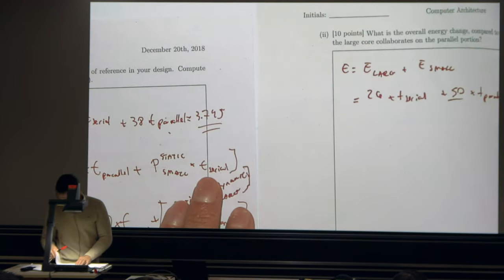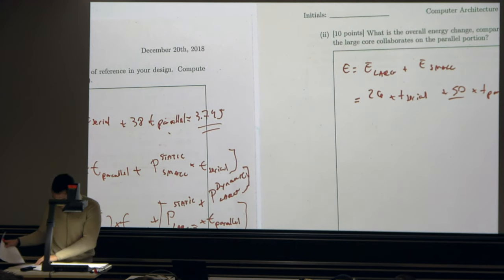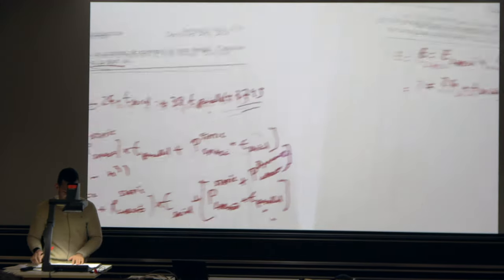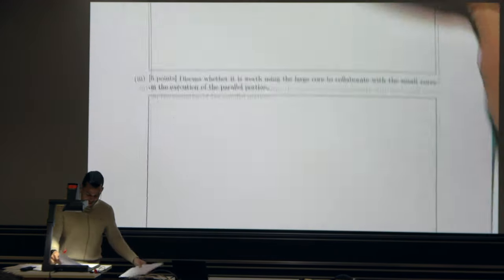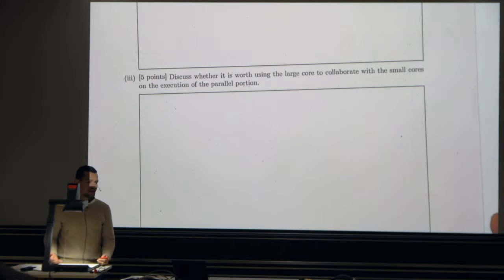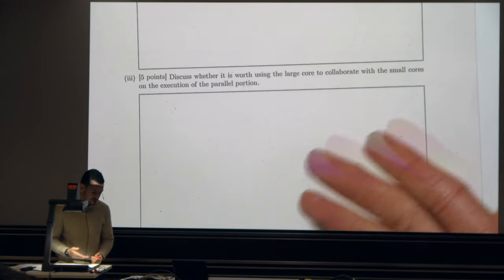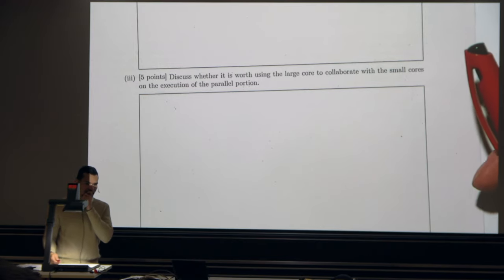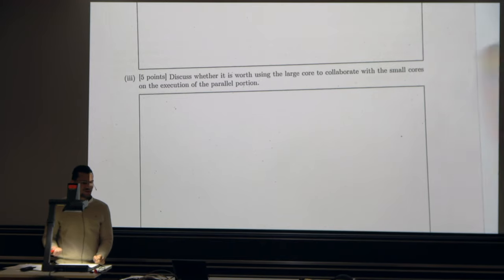No, this is wrong. This is the other one. This is 4.6, while the other one was 3.74. And then the next question is, does it make sense to ask the larger core to help in the parallel portion? Because you have an 8% improvement in performance, but your energy increases from 3.74 to 4.6. So, what do you guys think? It does not make sense, right? Because your energy is going to increase a lot if you execute on the larger core.